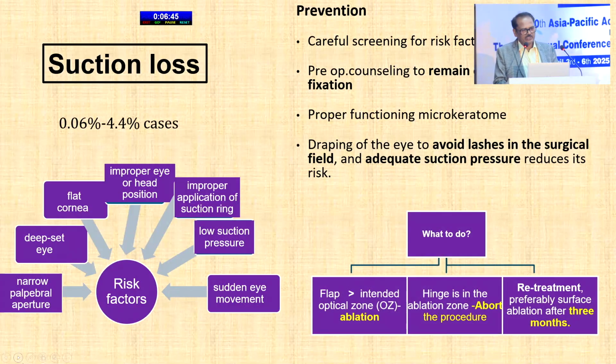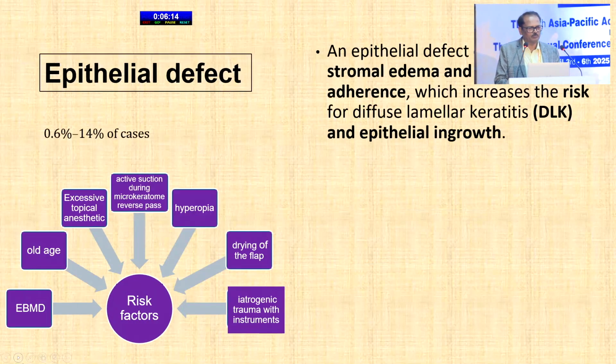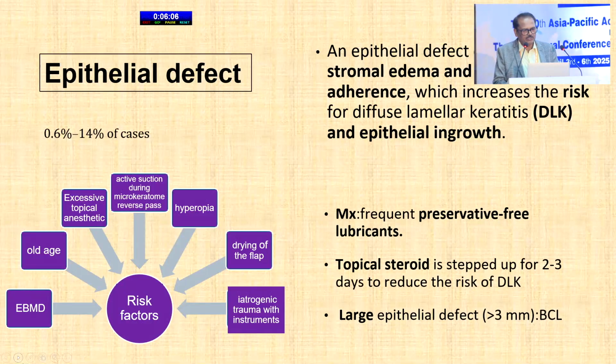And suppose suction loss has happened, then what are you going to do? If the flap has already been made and is larger than the intended ablation zone, you can go ahead and do the procedure. And if there is a hinge in the ablation zone, then you have to abort the procedure. You cannot go ahead; either retreat after 3 months, and if you are planning for surface ablation, you can do it a little earlier, but at that point of time you have to abandon the procedure. These are small problems which can occur, but not of much importance. The only care you have to take is that if the epithelial defect is bigger, you have to apply a bandage contact lens.